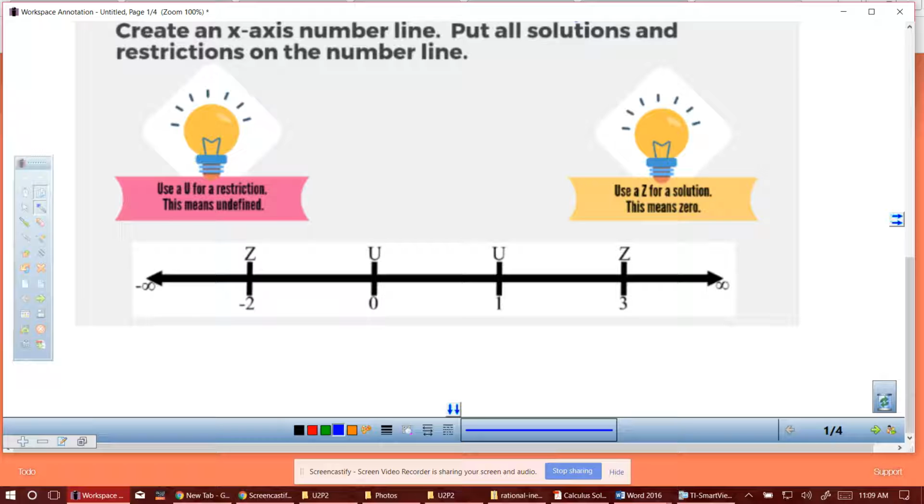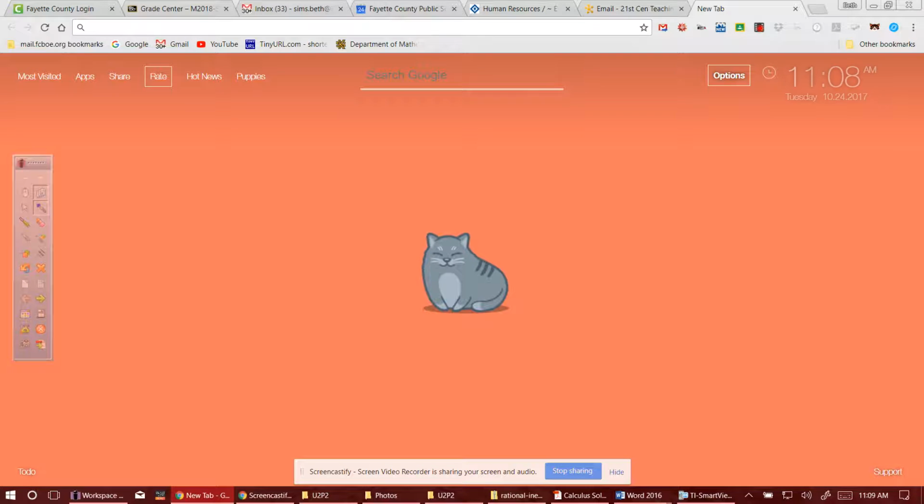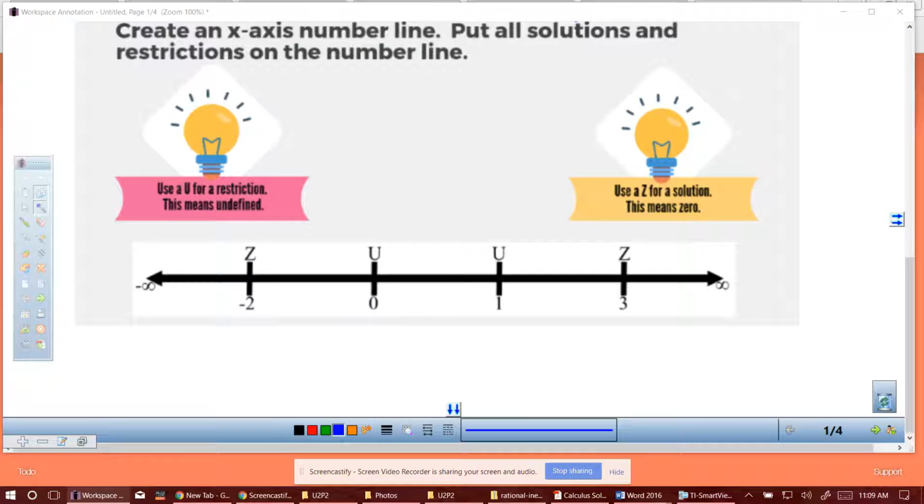The z's and the u's are important because when it comes to writing intervals, I have to use brackets and parentheses. If it's a z, it can have a bracket if I need it. But if it's a u, it will never have a bracket because I'll never be able to include those. So that number line should be pretty easy to make. You're just going to stick them on. It is a number line, so make sure you're going from low to high.